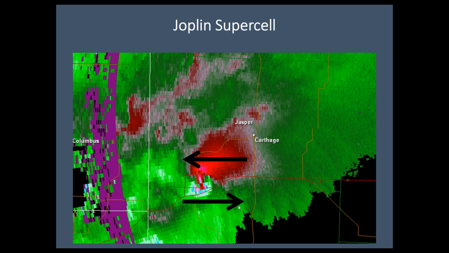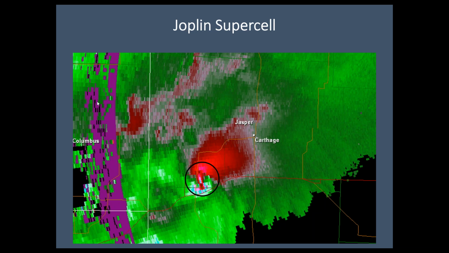So you'll see right in the middle here where you've got incoming and outgoing, you've got a strong area of velocity, what they call a velocity couplet, or they're coupled together. Very strong in this area, and this is where your tornado is going to be.